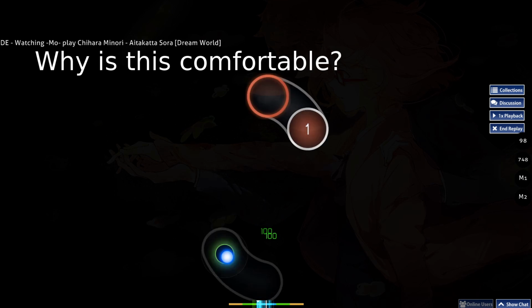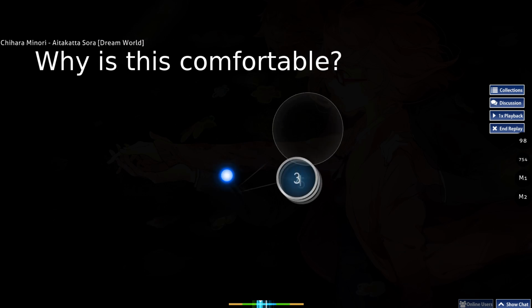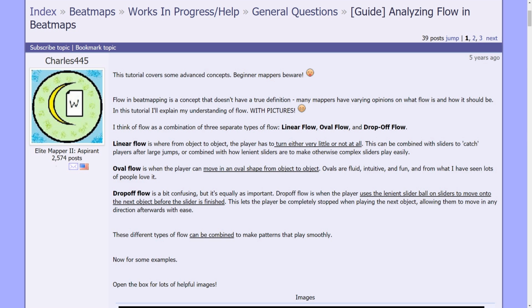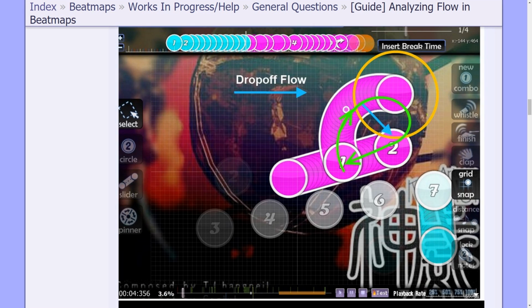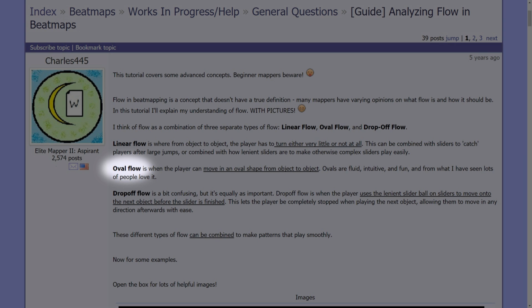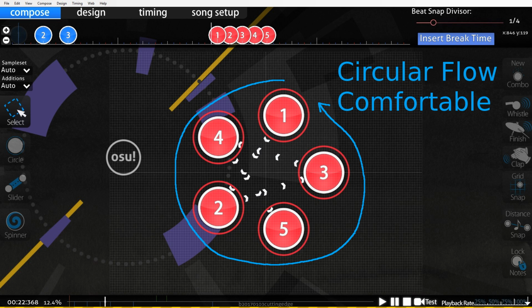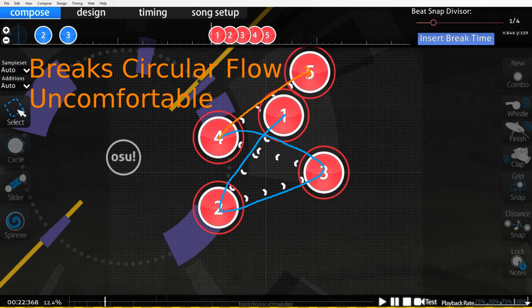Below that, we can also write the rules for what makes comfortable and uncomfortable flow. Most experienced mappers will have come across terms like linear flow, circular flow, and maybe drop-off flow at some point in their mapping career, unless you're Charles and you call it oval flow, but these are rules that outline a type of comfortable flow, and breaking any of these rules will most likely result in uncomfortable flow.